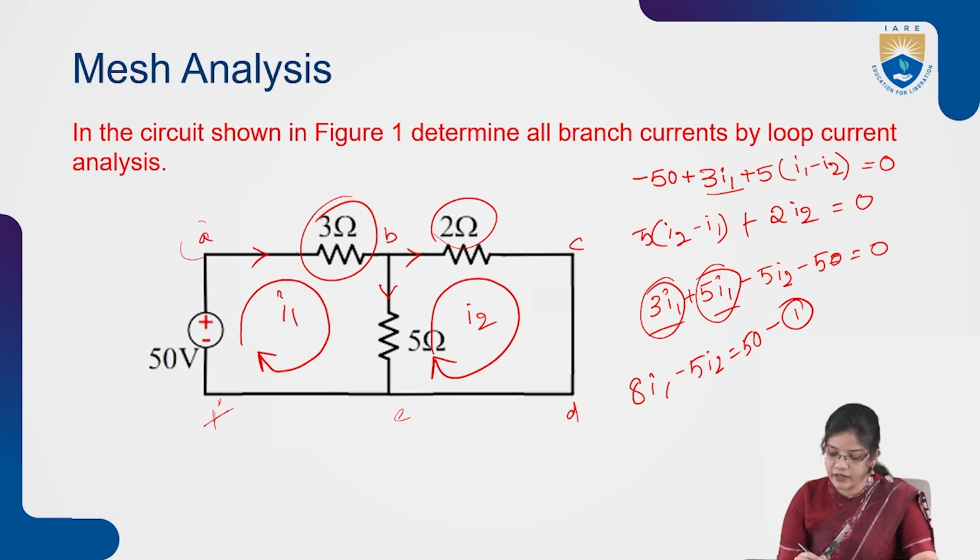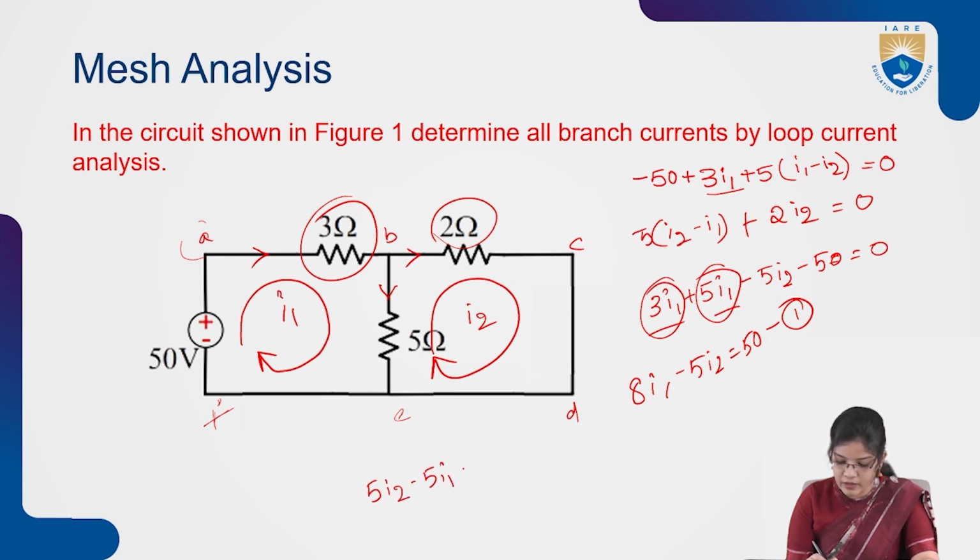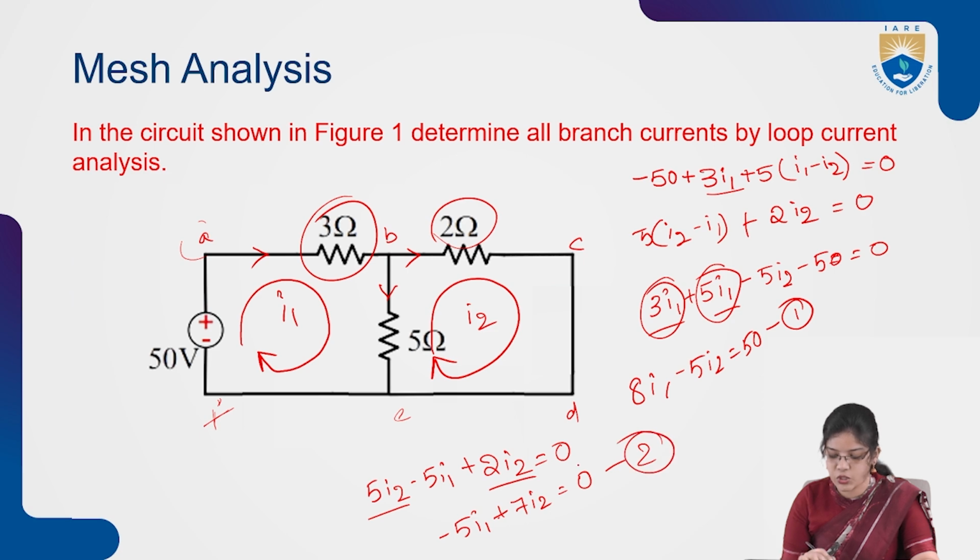So if I calculate the same for equation 2, here I am taking 5I2 minus 5I1 plus 2I2 equals 0. So here I am summing the I2 values. Minus 5I1 I am taking as it is. So 5 plus 2 will be 7I2 equals 0. So this will be equation 2.